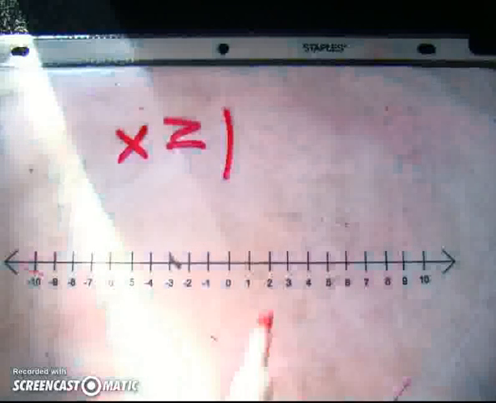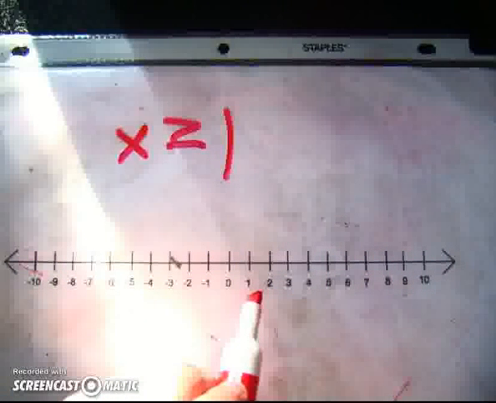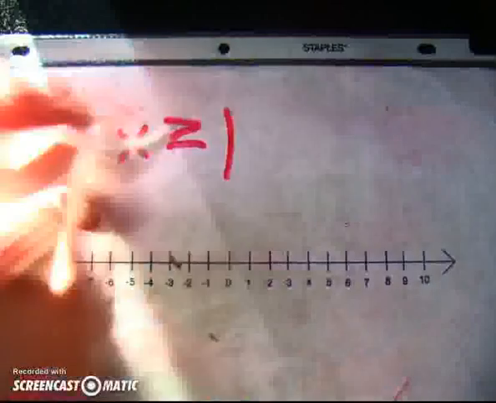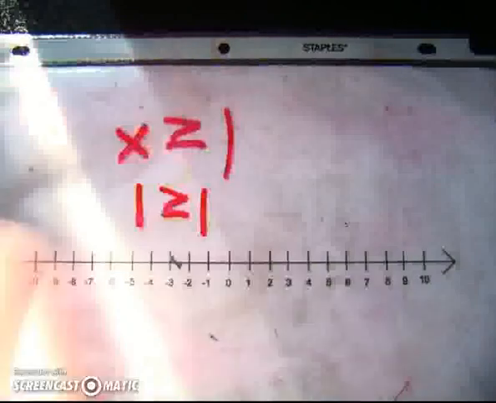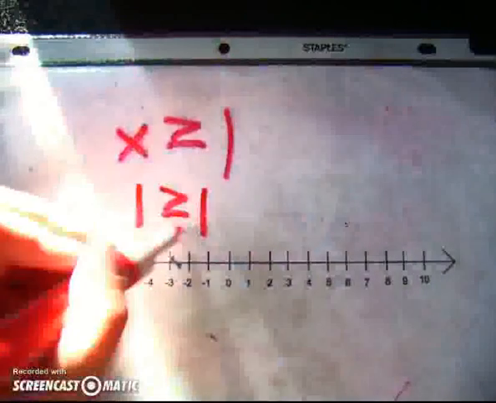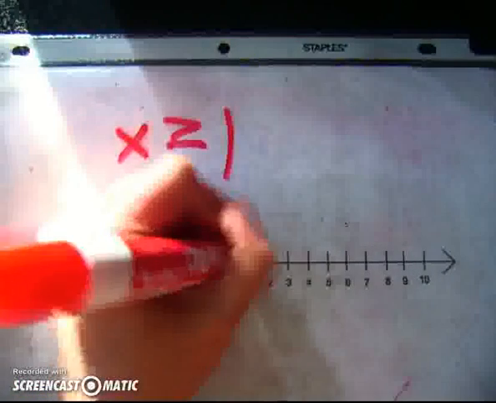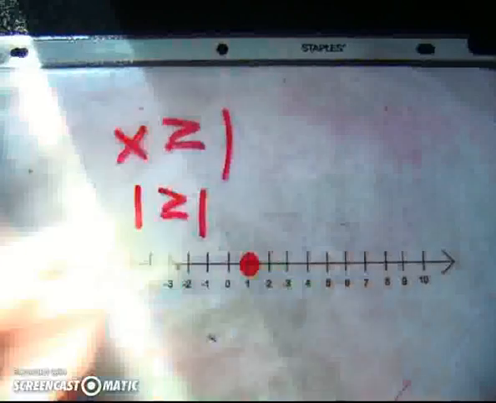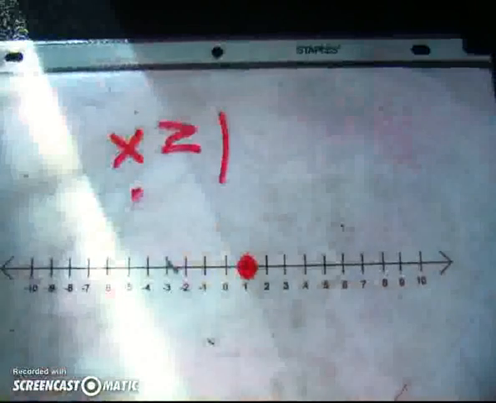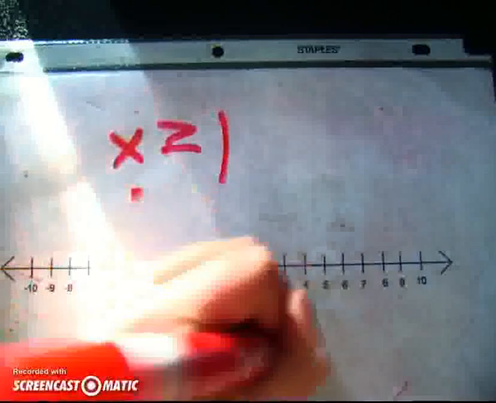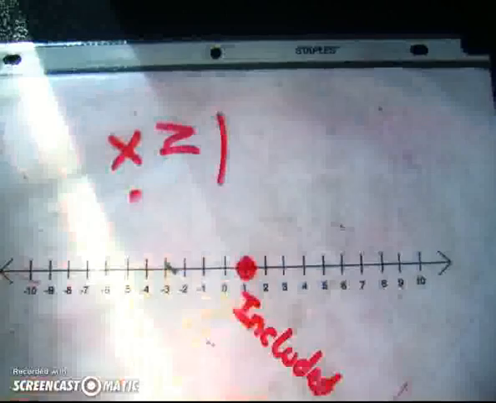So our boundary point is going to be 1 this time, and it says x is greater than or equal to 1. Well, let's see if that boundary point is included. Is 1 greater than or equal to 1? It is, because of this equal to. So we are going to put what we call a closed dot or a filled-in dot on 1. That means that this boundary point is included.